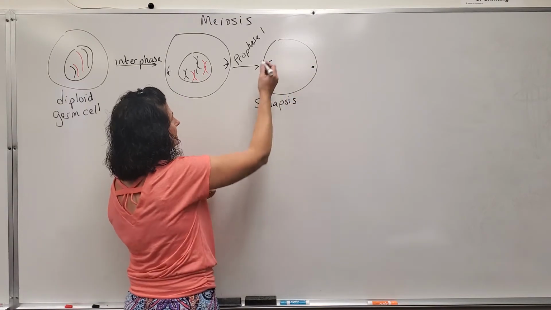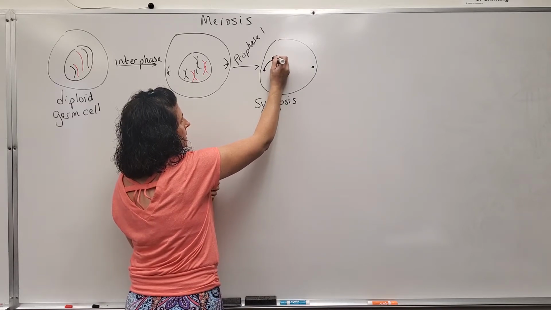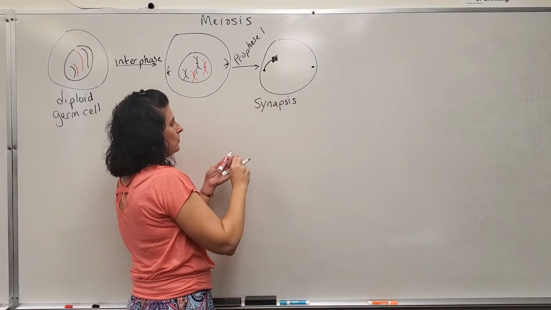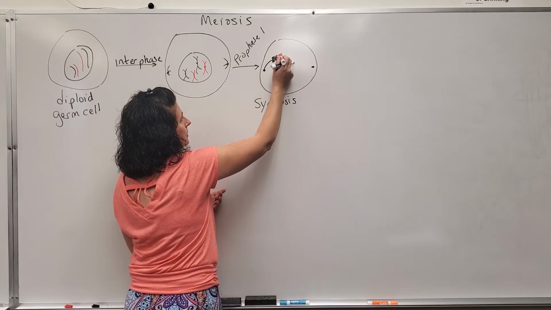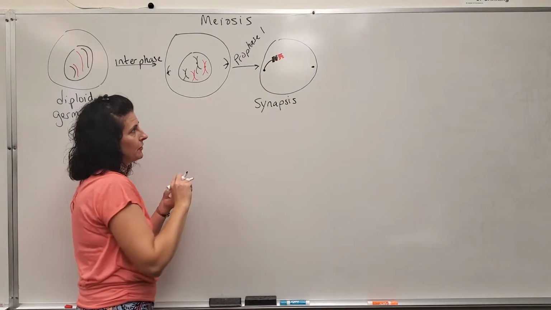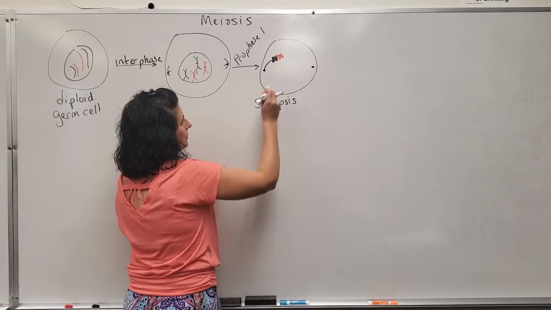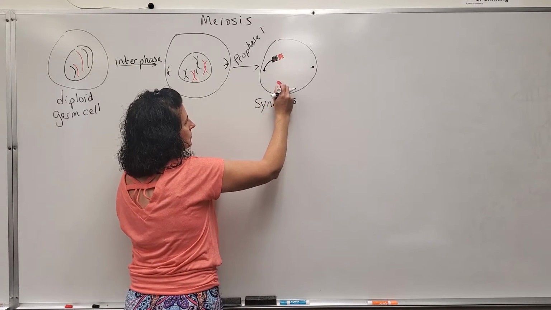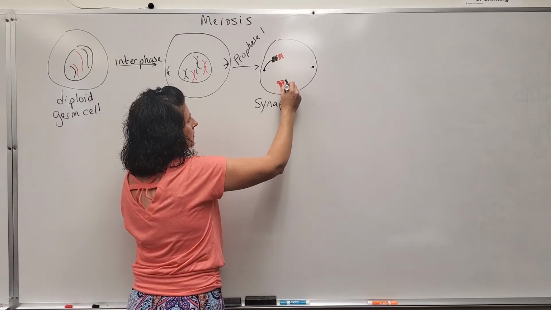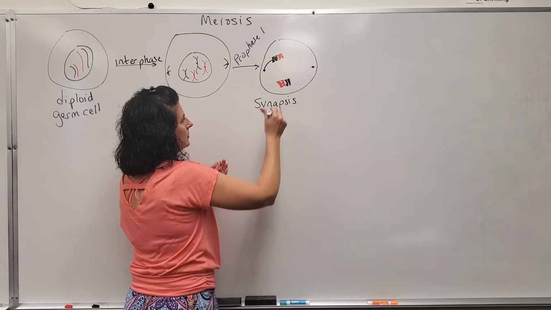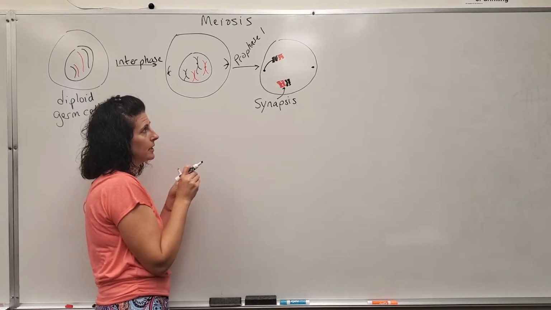Right? Again, they're condensing, so I'll draw them a little shorter and thicker. But again, chromosome 1 from the egg and 1 from the sperm are physically going to bind together in this synapsis. And the same thing happens with our chromosome 2. Okay, so this is our synapsis, where those homologous chromosomes physically pair together.